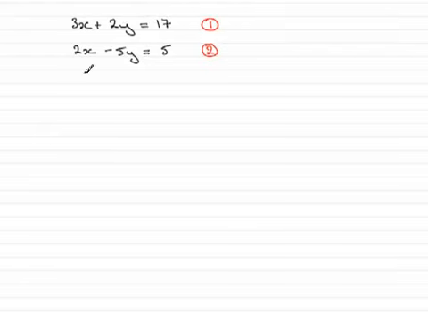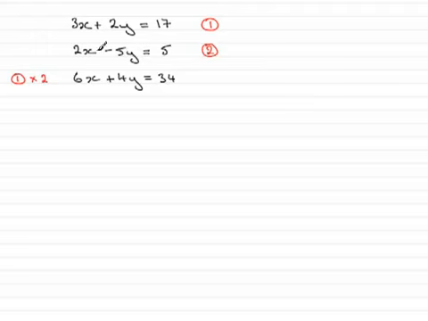We can bring this up to a 6x if we multiply both sides of this equation by 2. So I'm going to tell the reader that I'm taking equation 1 and multiplying it by 2. I'm doubling this side and this side of the equation, so it keeps the same balance. Doubling the left hand side, 2 lots of 3x is 6x, and 2 lots of 2y is plus 4y, and 2 lots of 17 is 34.